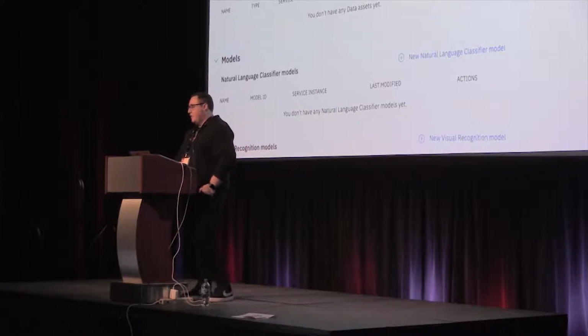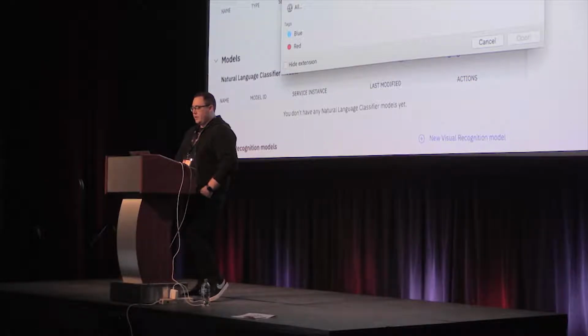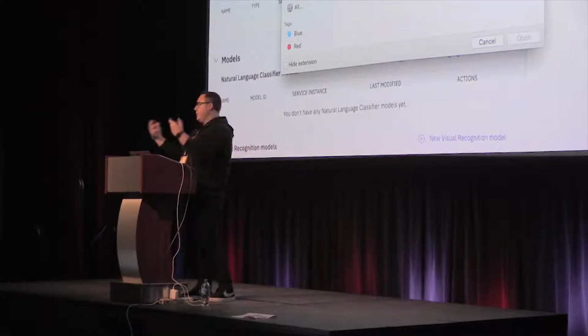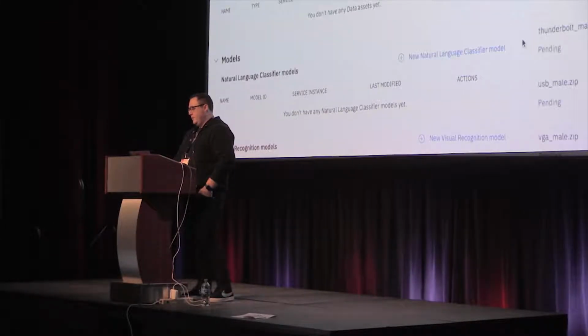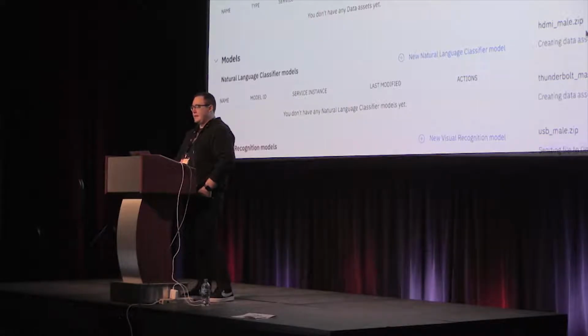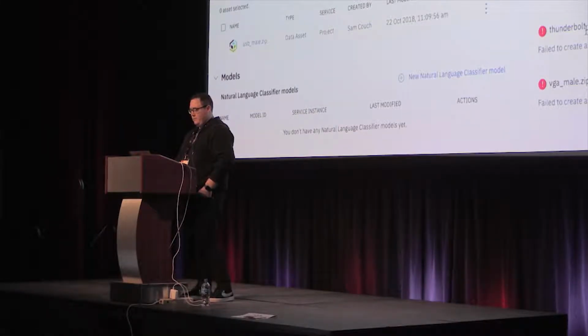If you click Browse on the right-hand side, the files that you downloaded, or maybe you took them yourself, you're going to want to navigate there. And you'll see that I have these 4 zip files: HDMI, VGA, Thunderbolt, USB. And we're actually just going to select all of them and click Open. And it's going to begin to add them to my project.